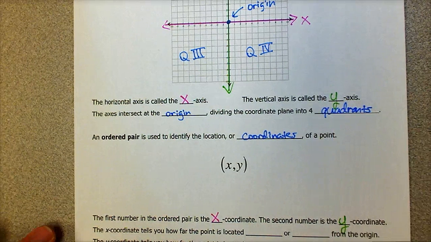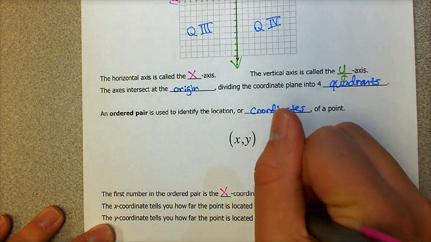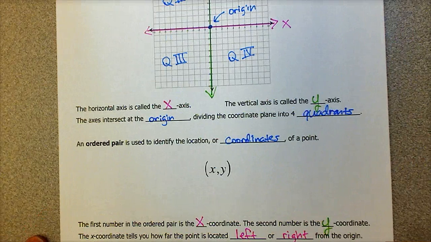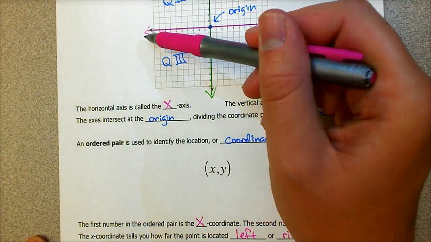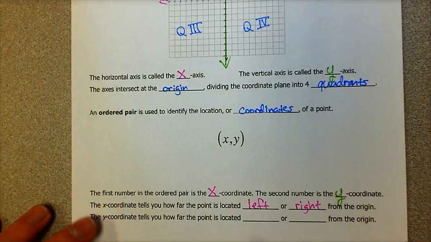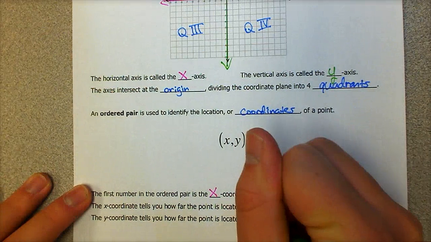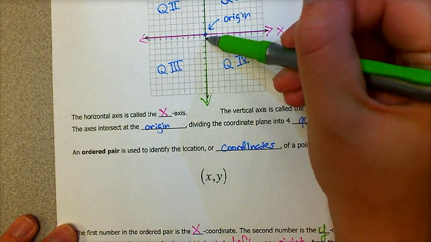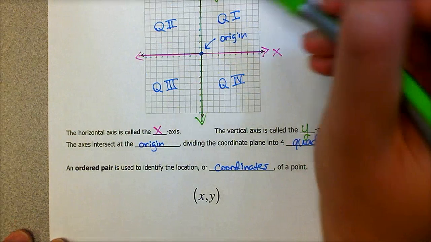What the first number tells you is how far the point you have is located left or right from the origin. Left, just like on a number line, implies you're going in a negative direction. If you're going left of the origin, you're in negative land. Right implies a positive direction. The y-coordinate in an ordered pair tells you how far a point is located down or up from the origin. So if I'm going down away from the origin on the y-axis, then I'm going into negative land. If I'm moving up, my numbers are increasing and I'm in positive land.